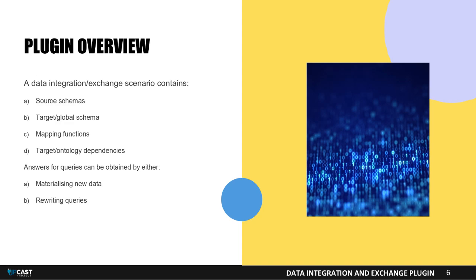In a typical data integration scenario, a user would need, first, a source schema that defines the structure of their sources, such as RDF or CSV. Second, a target or global schema, which defines the structure of the target dataset. Third, mapping functions, which transform elements from sources to elements in the target schema. And finally, target or ontology dependencies, which describe relations between values and attributes in the target dataset, which may lead to additional data.